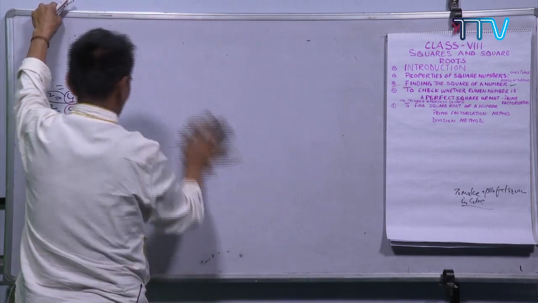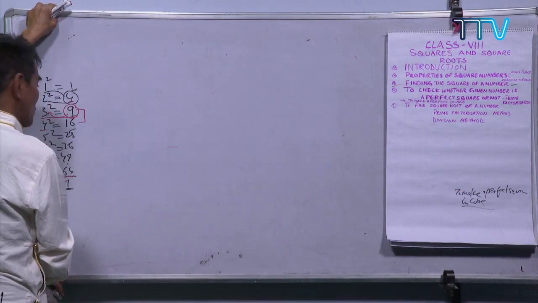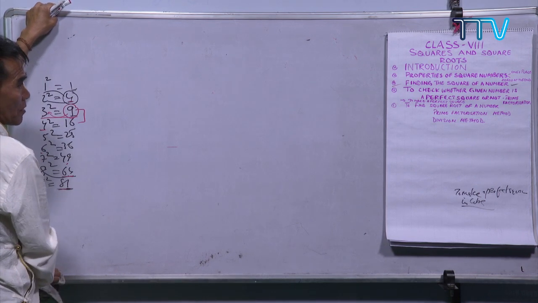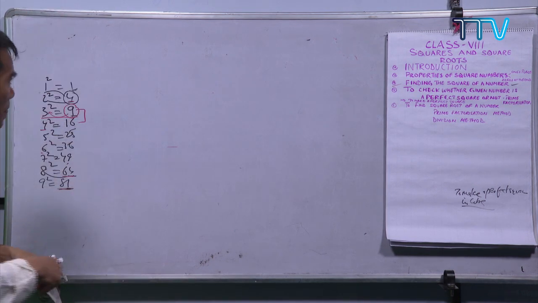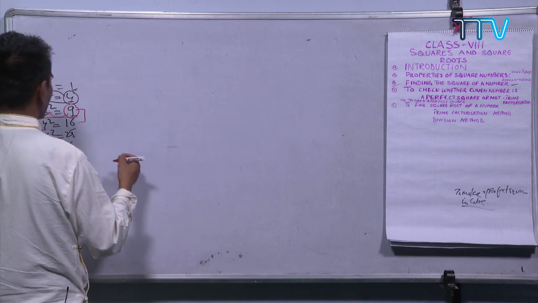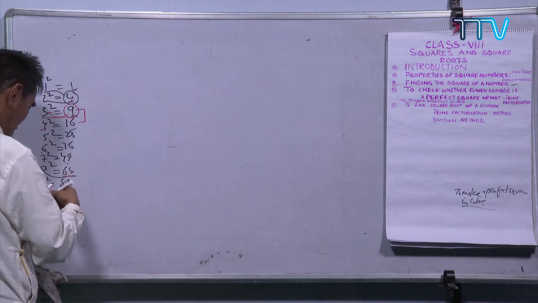Next, to find the square root of a perfect square number, the third method.